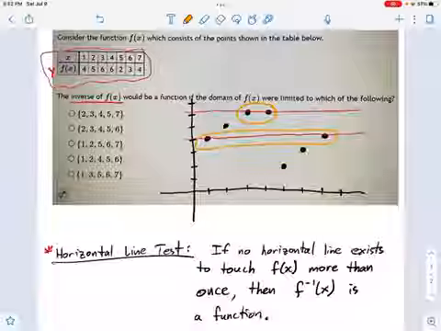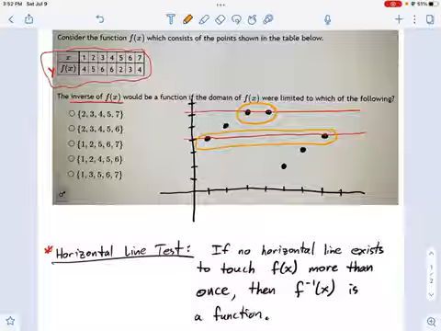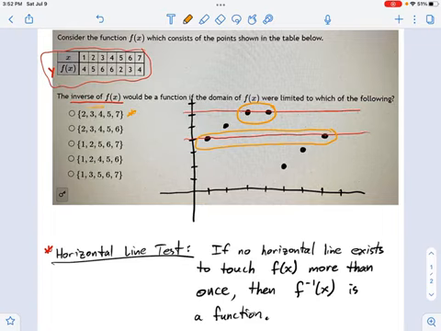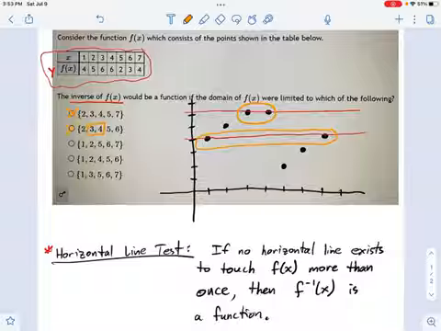So let's go through these sets one at a time. I'm looking at this one right now, top one. Look at that. Dots at x equals 3 and x equals 4 are in this one. So that means the horizontal line is going to run into a problem. This is not what we're looking for. Okay, so that's not it. In the second one, oh, look at that. Those dots are still there. This one's not it.